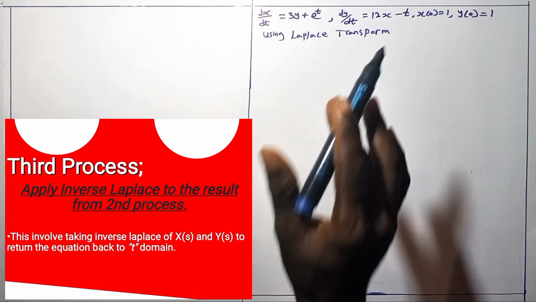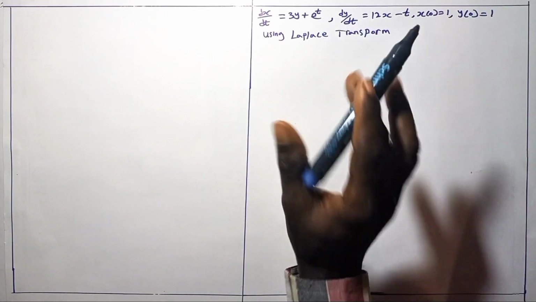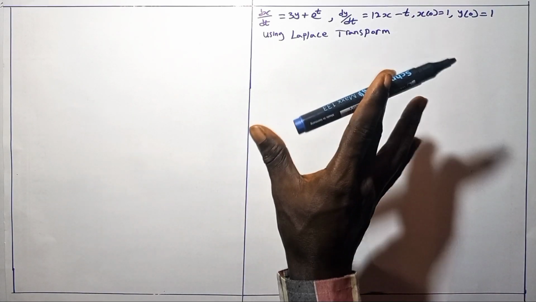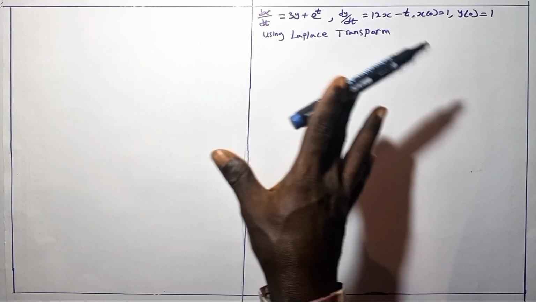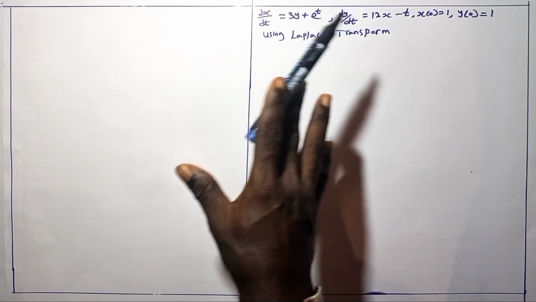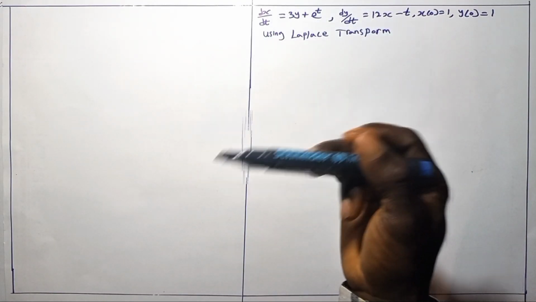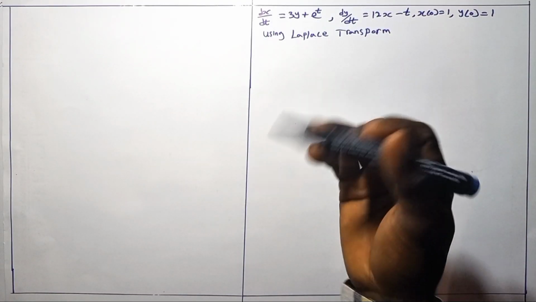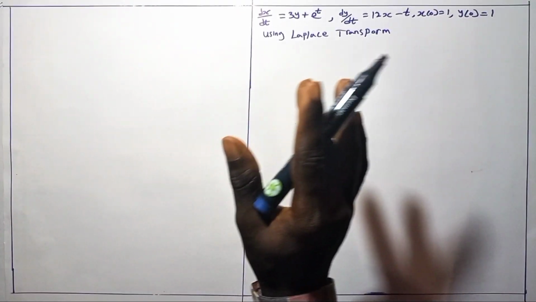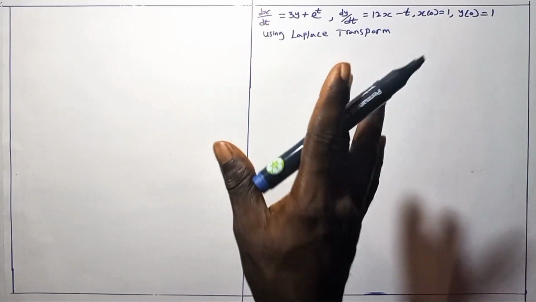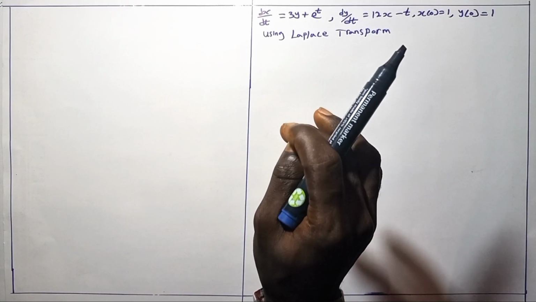So don't forget, the first process is the application of Laplace. We're going to be applying Laplace to both equation 1 and 2. Then we manipulate the variables that they have, try to simplify, partial fractions, whatever things are necessary. Then the last step is inversing it, that is taking the inverse Laplace of whatever we have manipulated.